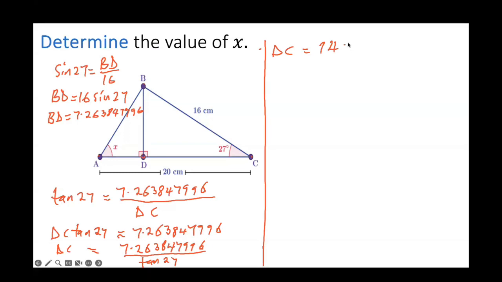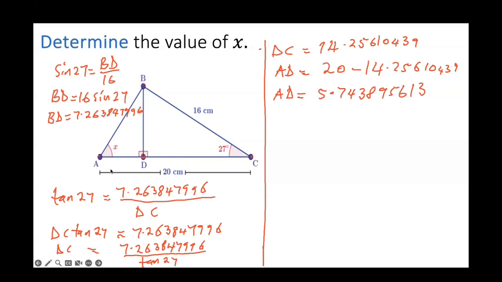14.25610439. So it means that AD is equal to 20 minus DC, which we found to be 14.2561043. And when we do this, then AD is equal to 5.7438955613. Since we now know AD, we can use an appropriate trig ratio to find the angle.